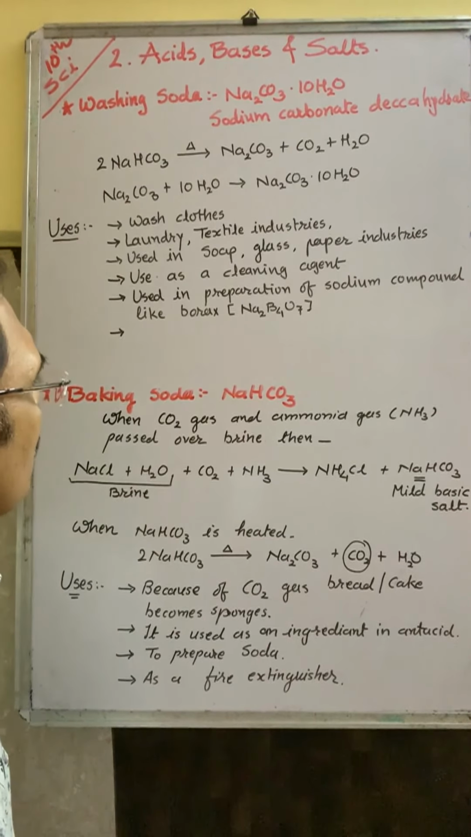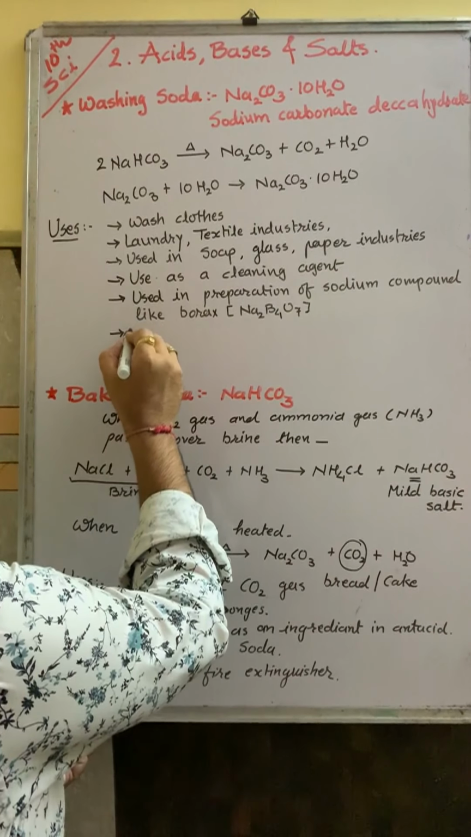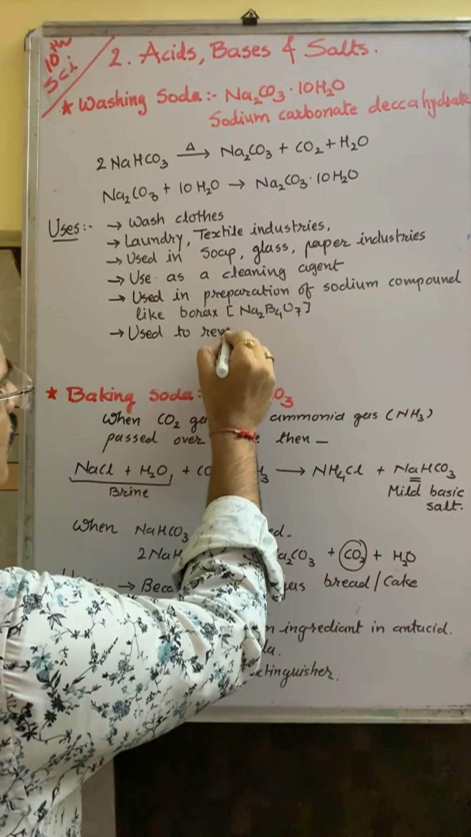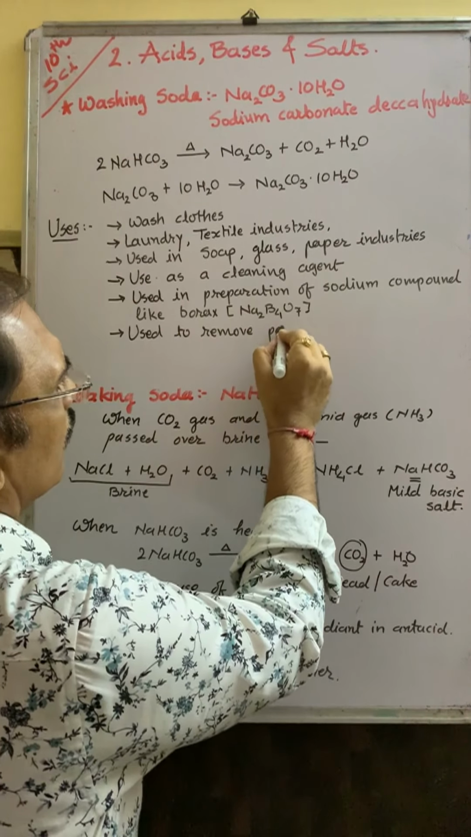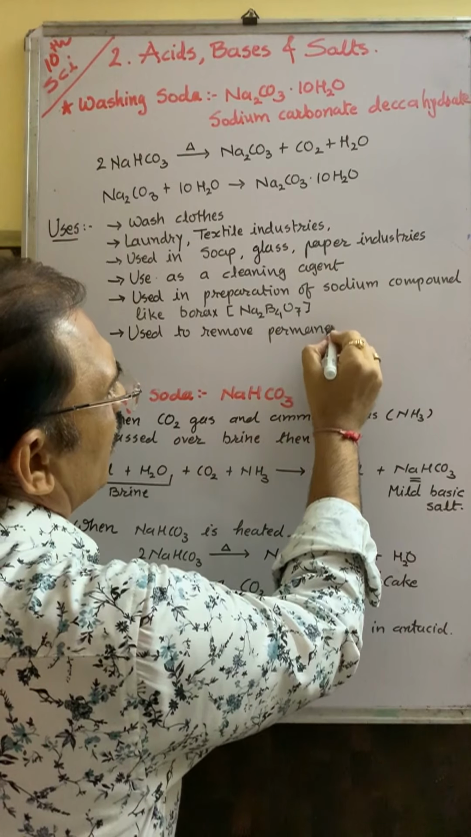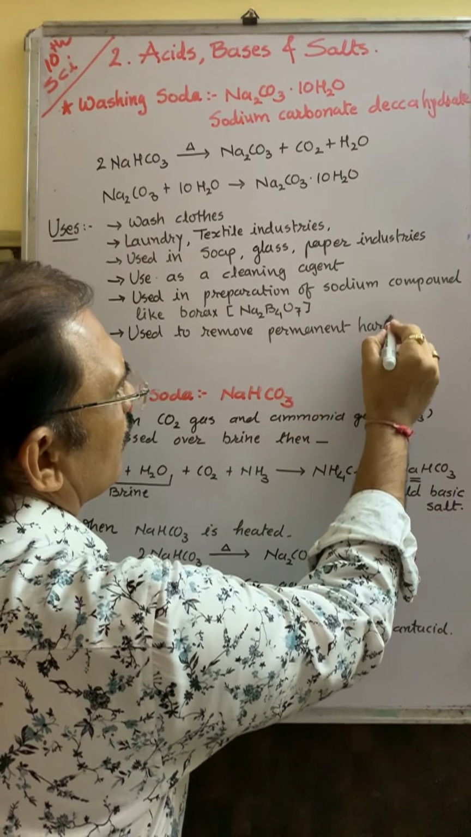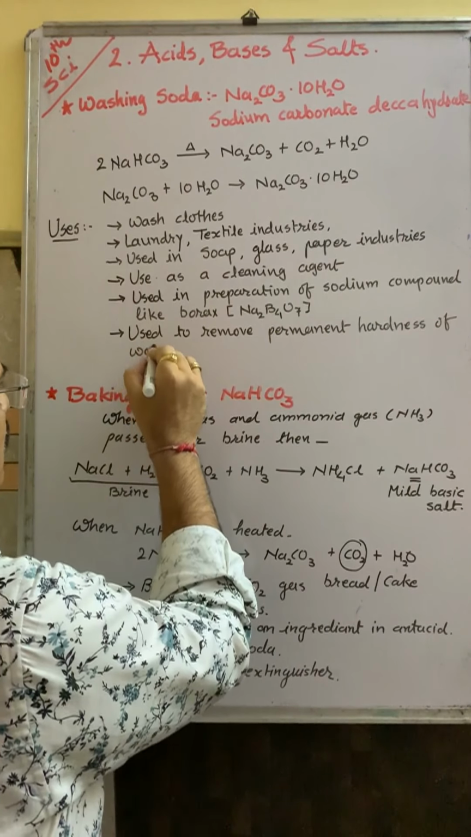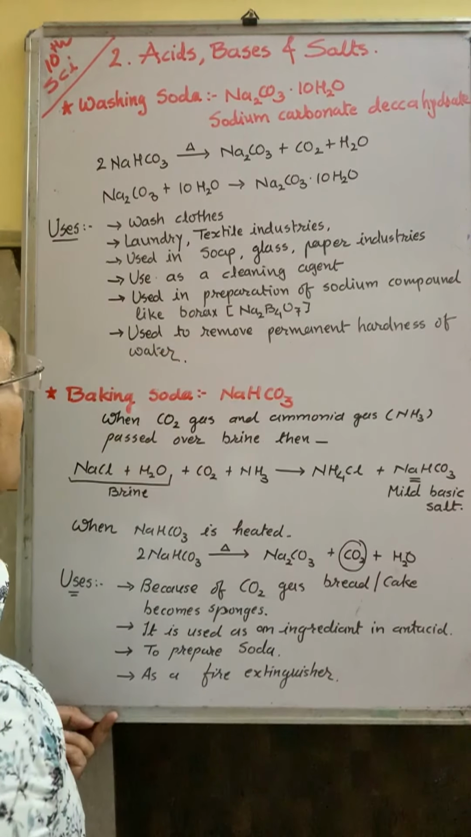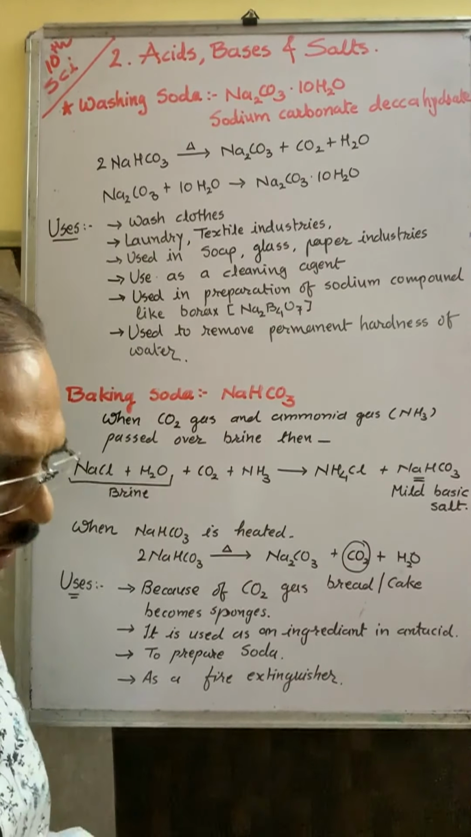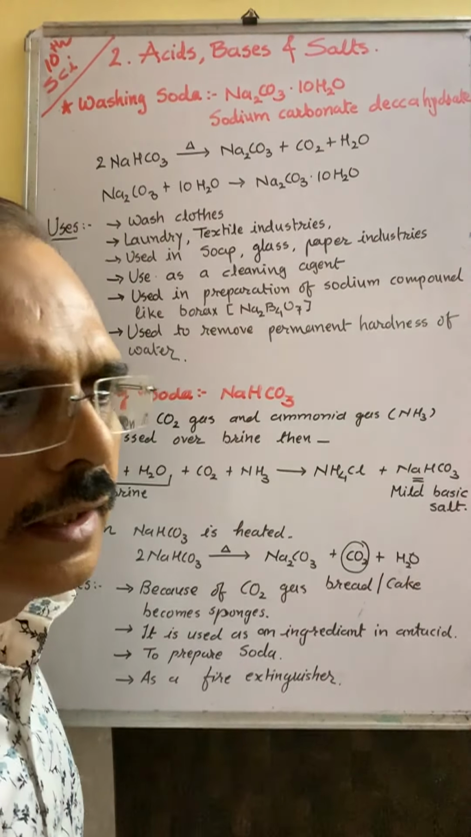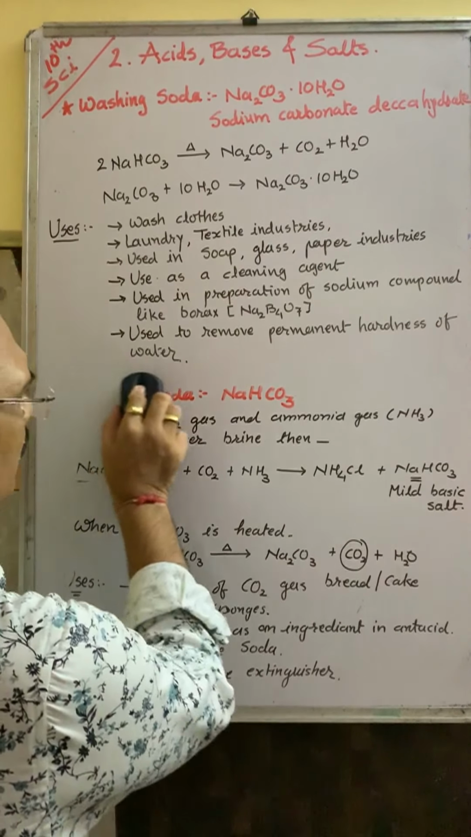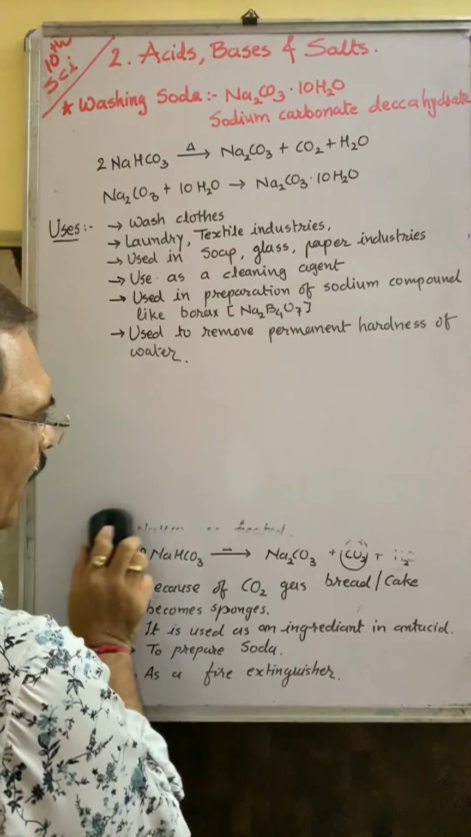It is also used to remove permanent hardness of water. So these are the uses of washing soda. Very easy, you have to learn it, write it 2 times and then learn it. And the last topic of your lesson is plaster of Paris.